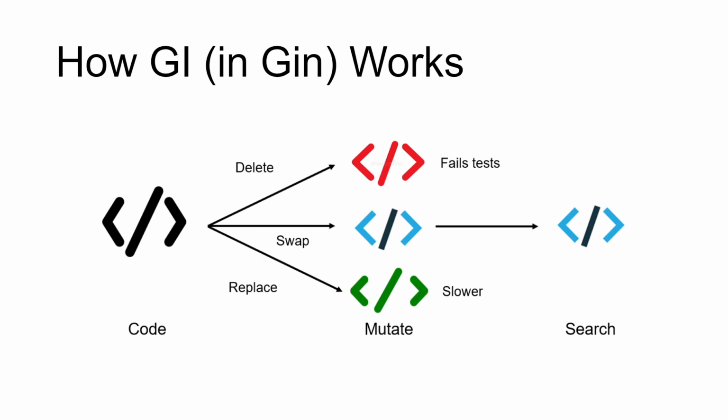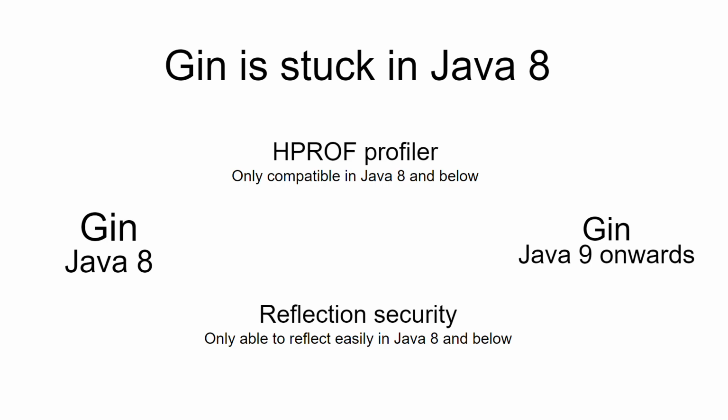The final step is to see if they are faster. Obviously the point of Gin is to give some kind of runtime improvement to code. So if this code works and runs faster, then we can say it's a correct mutation, and we can iterate on that mutation further. We see here that this far right blue piece of code is a working piece of code that offers a runtime improvement, so we're going to iterate on this further and edit this piece of code further. The problem with Gin is it's stuck in Java 8.